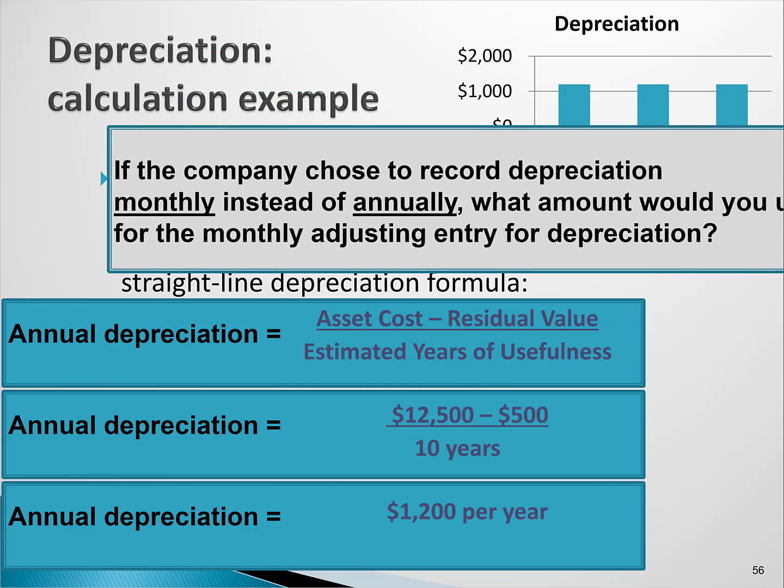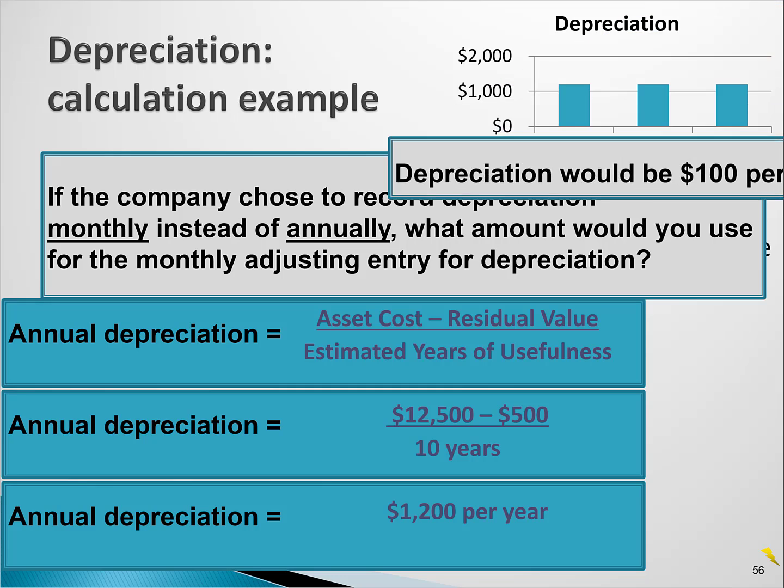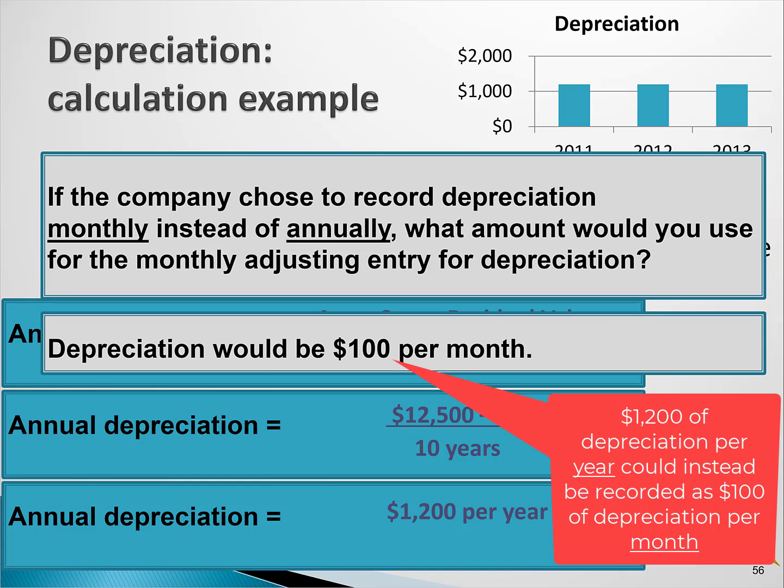Now, what if the company chose to record depreciation monthly instead of annually? What amount would you use for the monthly adjusting entry for depreciation? Well, you just take the annual amount, $1,200, divided by 12 months, gives you $100 of depreciation per month.